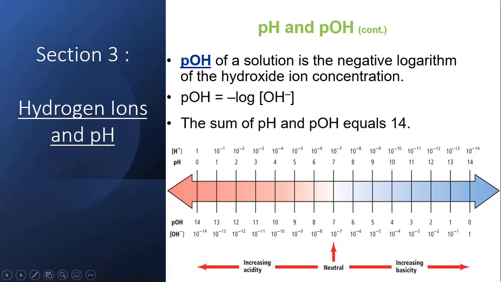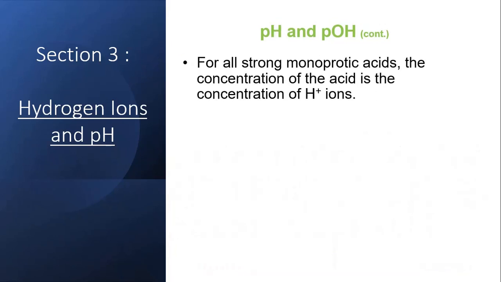Neutral is number 7, which is the concentration of H positive equals 10 to the power negative 7, and the concentration of OH negative 10 to the power negative 7. Both pH and pOH are 7 at this point. An example of neutral is water, as we said. And it's not any water, it's H2O, the pure water, or distilled water.